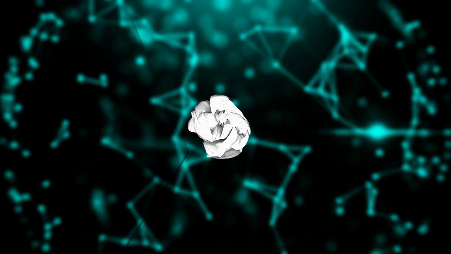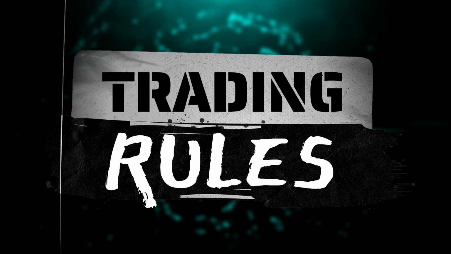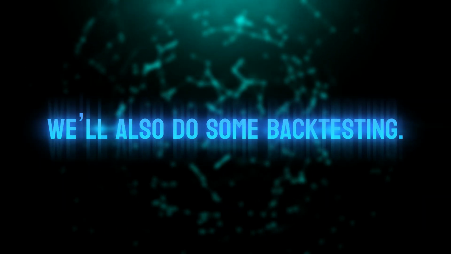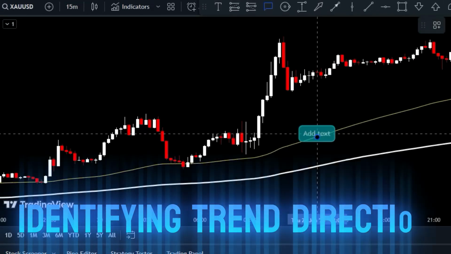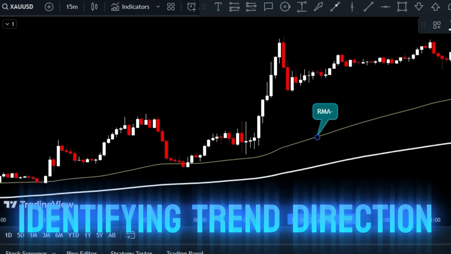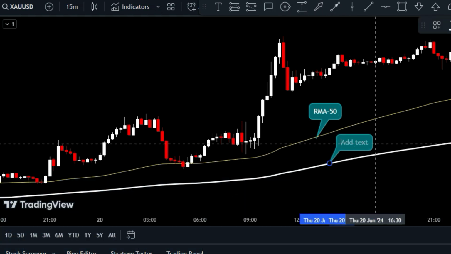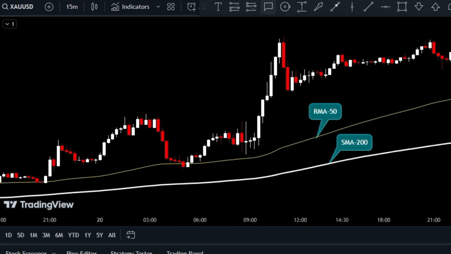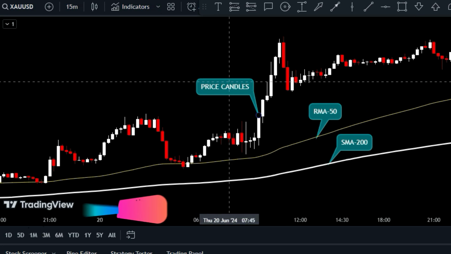Now prepare to discover the life-changing trading rules that will transform your strategy, followed by an eye-opening backtesting session unveiling the incredible potential of this approach. First, let's talk about identifying trend direction using the 10 and 1 Different Moving Averages indicator. For an uptrend, look for the RMA 50 line sitting above the SMA 200 line with price candles hovering above both MA lines. This formation signals a strong bullish trend.